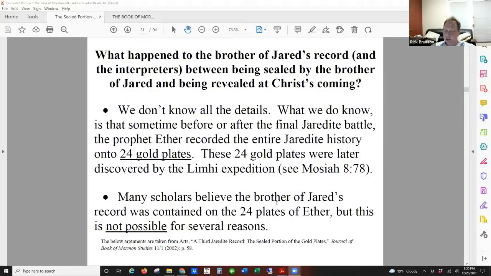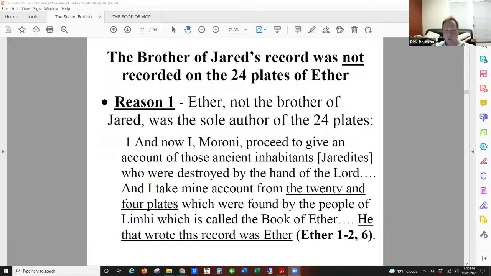Many LDS scholars believe the brother of Jared's record was contained on the 24 plates of Ether, but I'm going to argue tonight that this is not possible for several reasons. Reason number one, why the brother of Jared's record was not recorded on the 24 plates of Ether, is that Ether, not the brother of Jared, was the sole author of the 24 plates. Moroni tells us this in Ether chapter 1.